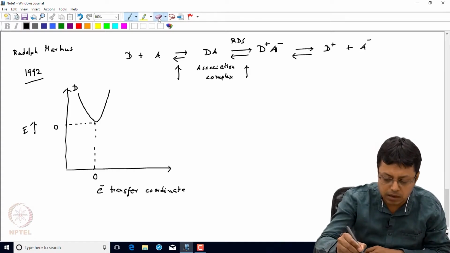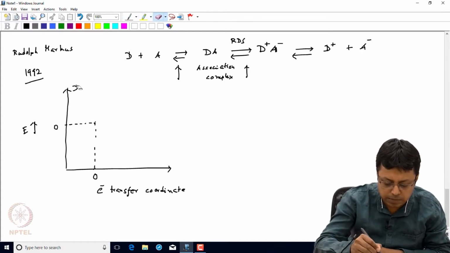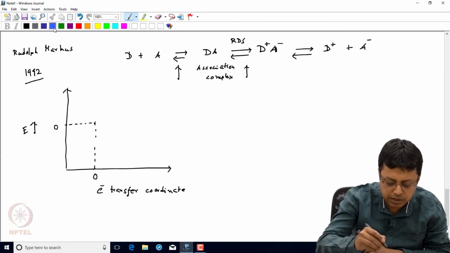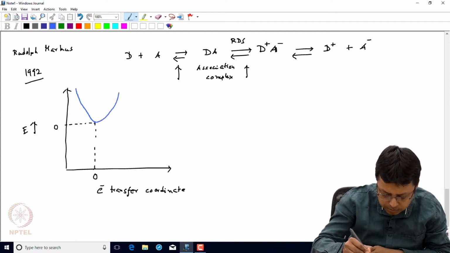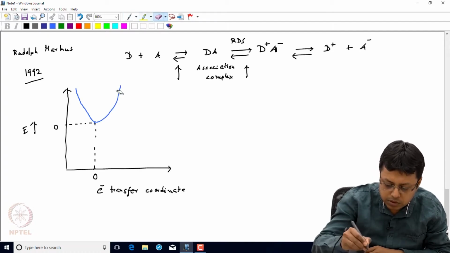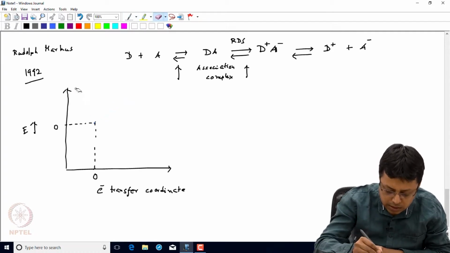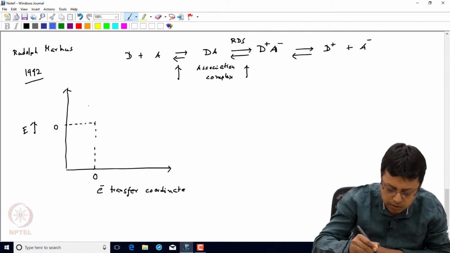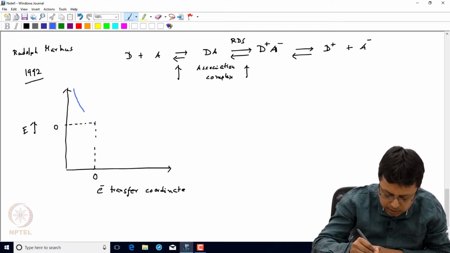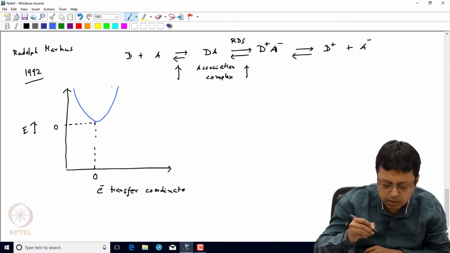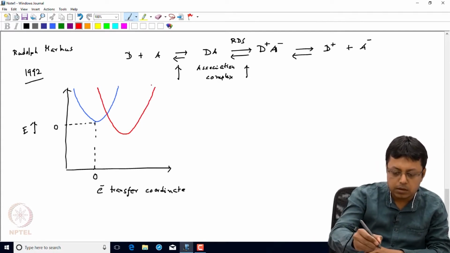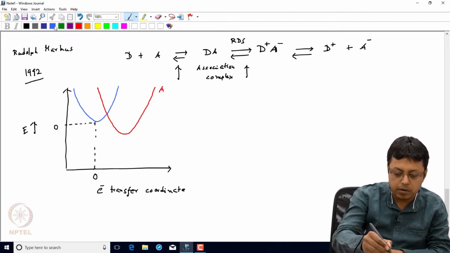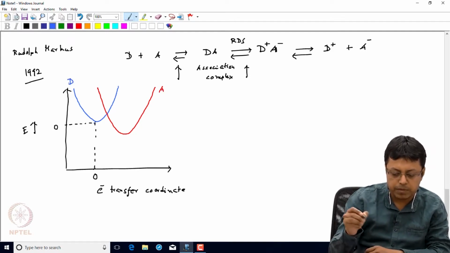Maybe we can use some other color just to make sure that we have sufficient distinguishing feature. So this is suppose the donor parabola. This drawing is not very good, so you can try drawing once again the donor parabola. So it will be something like this, which is better. And then we also have an acceptor parabola, which is something like this. So this is the acceptor parabola and this is the donor parabola.